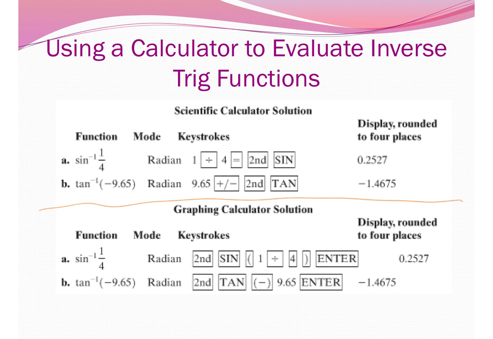So I'm in radians, and I'm literally going to do sine -1 of 1 divided by 4. And I get the answer. Then on the calculator, I do the next one, which was tan -1 of -9.65. And I get -1.467. It's 75.3. So that rounds to 75.